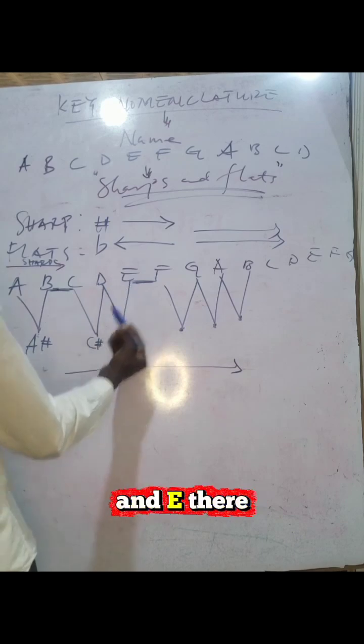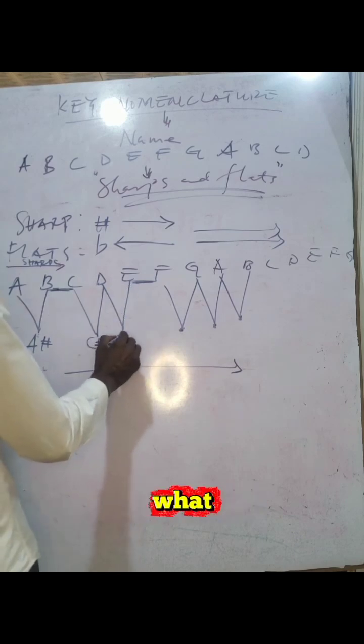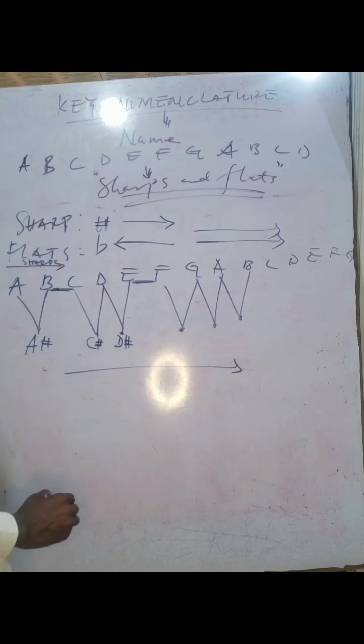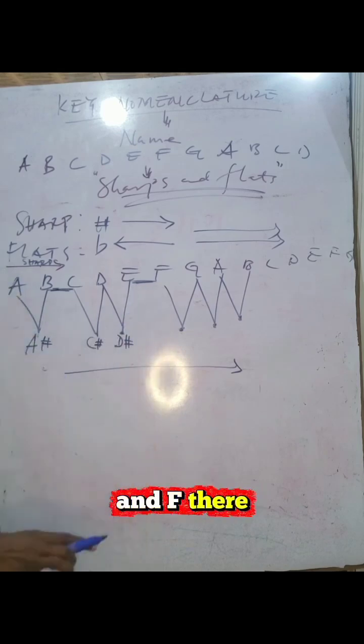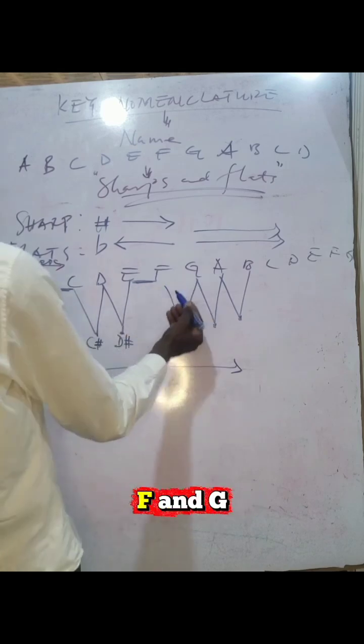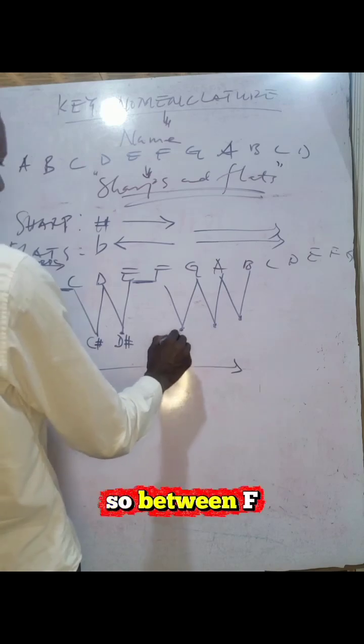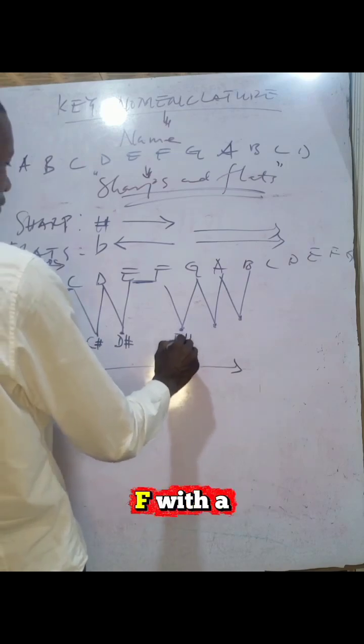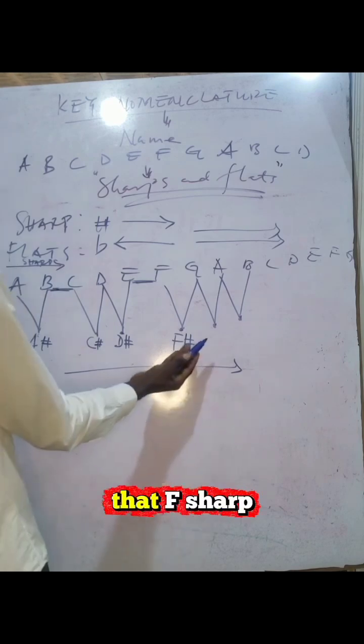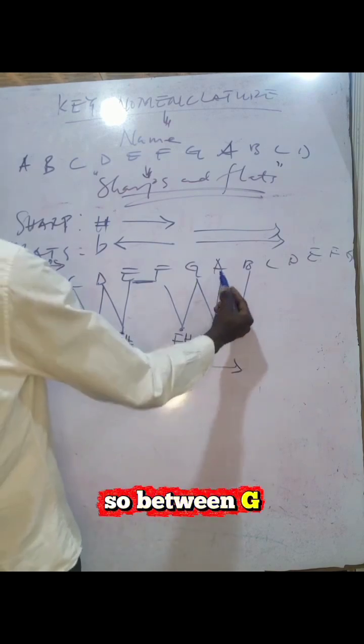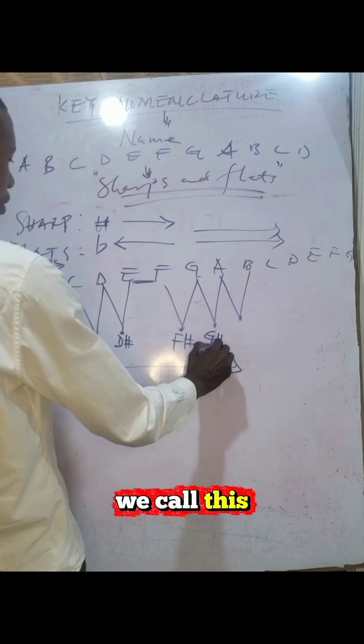So between D and E, there is a key there. So it will bear what? D sharp. So between E and F, there is no key. Between F and G, there is a key, so it will bear the name F with a sharp added, and we call that F sharp. So between G and A, there is a key. We call this G sharp.